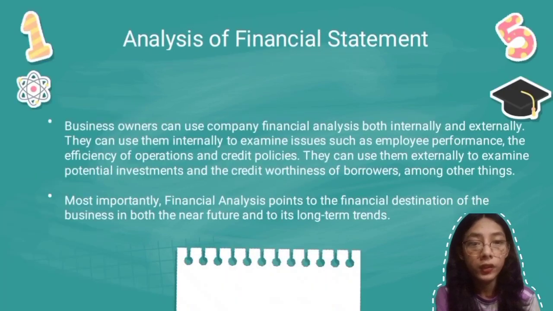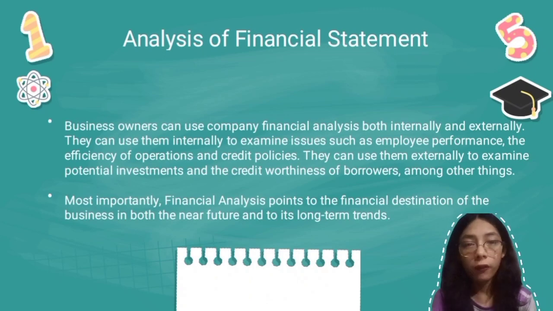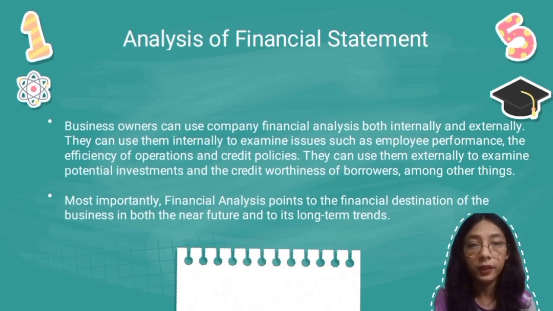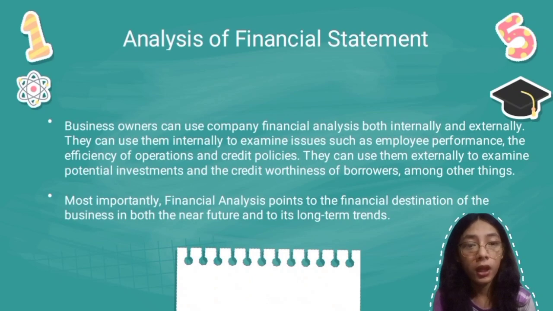Business owners can use company financial analysis both internally and externally. They can use them internally to examine issues such as employee performance, the efficiency of operations, and credit policies. For example, there's a small ice cream shop owner using financial analysis. On employee performance, the owner looks at the financial numbers to see which ice cream flavor is selling the most. If chocolate is the best seller, they might praise the employee in charge of chocolate production.